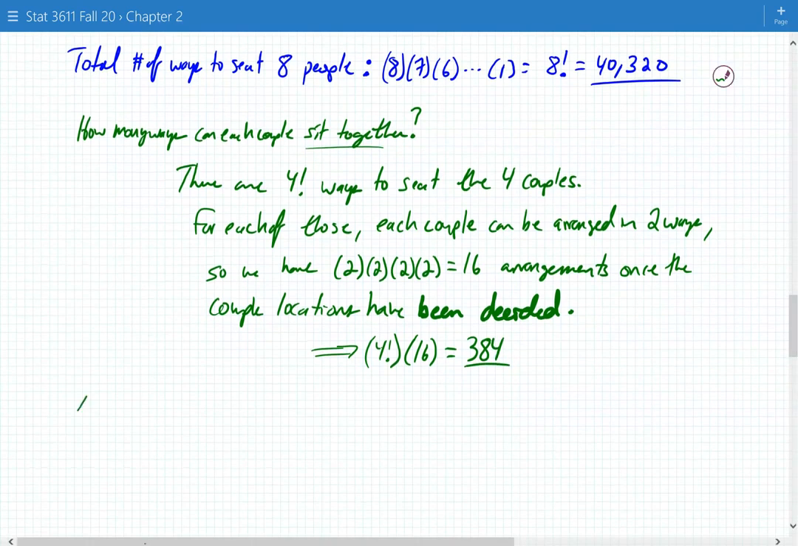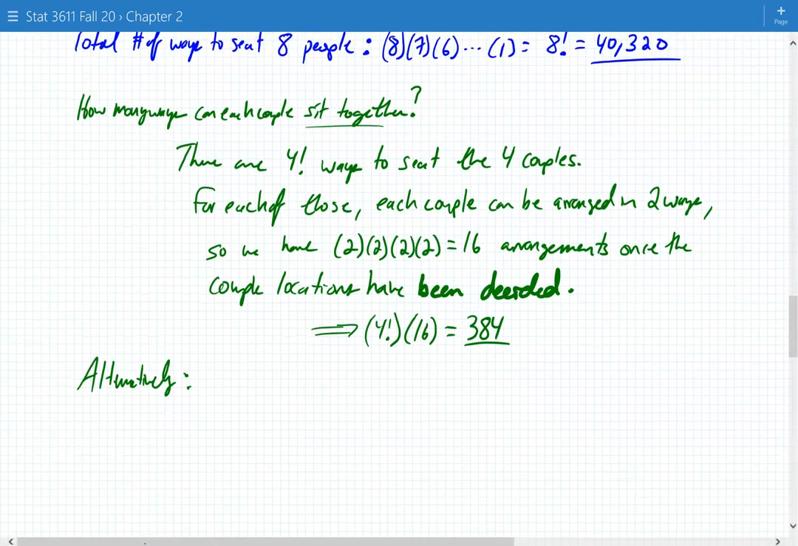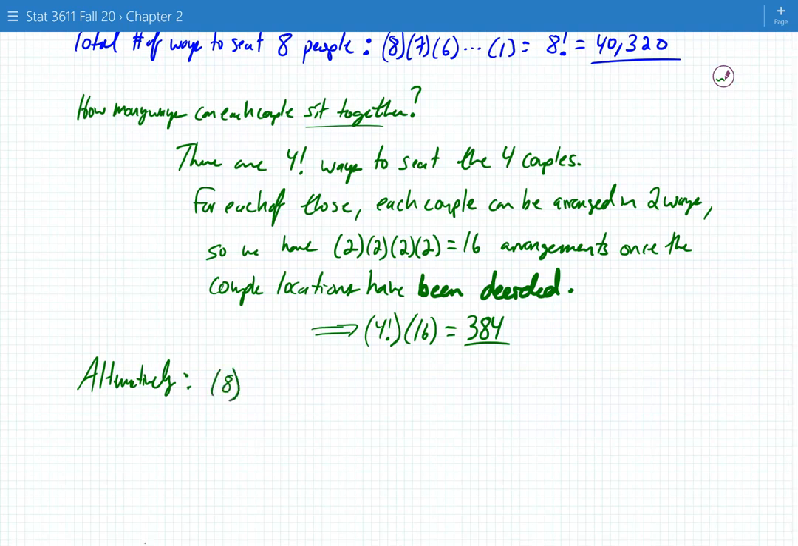Okay. Alternatively, how else can you count this? How many ways can each couple sit together? Here's another way you can think about this. Much like we thought about the way we sat the 8 people originally, you think about the first seat. There are 8 people that can go in that first seat. But once you have that first person sat down, there is only one person that can go in the second seat because the couples are supposed to be sitting together.